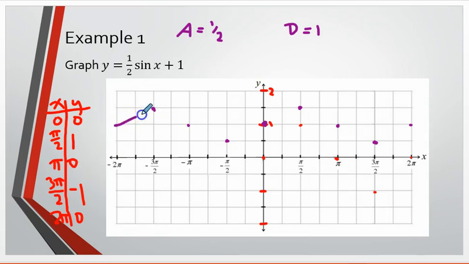So these are the dots I'm actually going to use for my final graph of 1/2 sine of x plus 1. So ignore the red dots I drew originally for where sine normally lands.